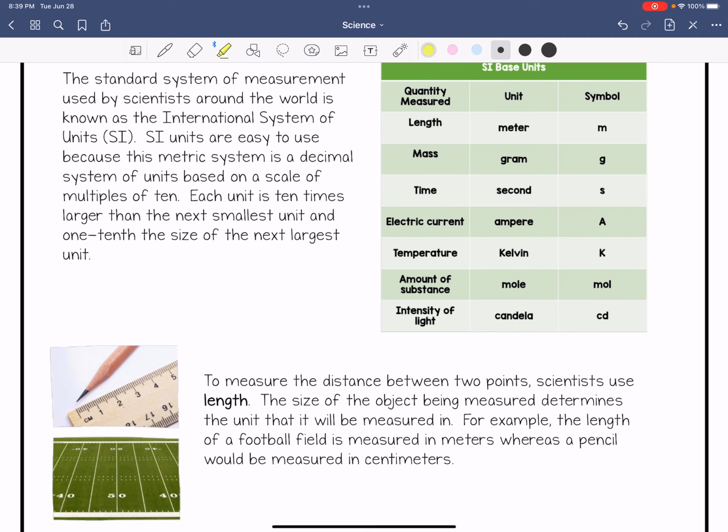Okay, I have a word part that I want to highlight. This is a root, the word metric. Let's go ahead and mark that. We will add that to our word parts.